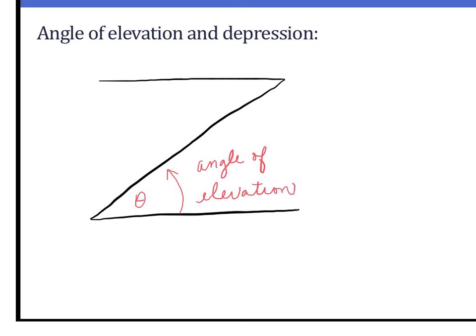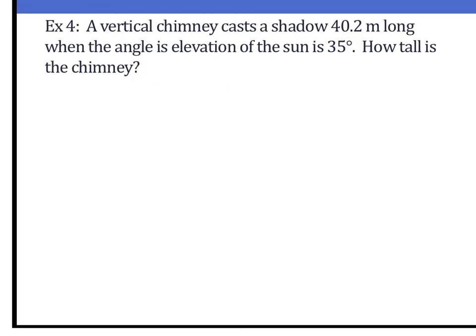Now, the other angle, you have to look down. This line right here, the top line, is a line of sight. So here is theta, and this is angle of depression. They both begin with the letter D, so it might help remember. So for our word problems, it always helps if we actually draw a picture.